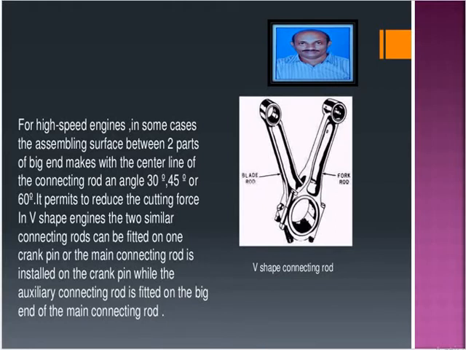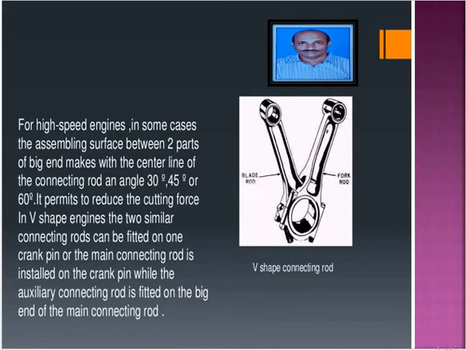Generally there are different shapes of engines. In V-shape engines, two similar connecting rods can be fitted, one main connecting rod on the crank pin, with an auxiliary connecting rod for the big end bearing and small end bearings. I have taken V-type engines only as one example. Here we can assemble the surface and parts, big end bearing and small end bearing. So what are the angles? 30 degrees, 45 degrees, or 60 degrees at maximum for V type.